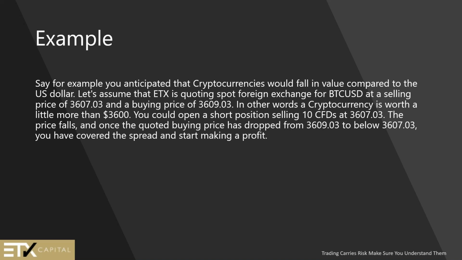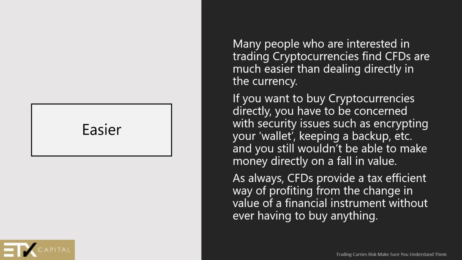You could open a short position selling 10 CFDs at $3,607. What's the value? 10 CFDs would be $36,000 worth of Bitcoin. Okay. So today, with 5-to-1 leverage, what would that cost you? It would cost you about $7,000. And the price falls once the quoted buying price has dropped from 36.09 to 36.07. You have covered the spread and you start making profits.